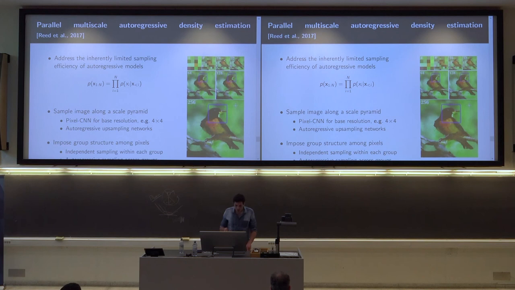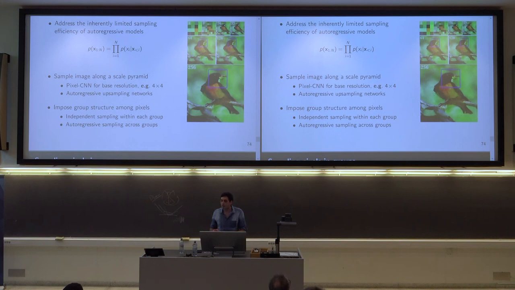Also, these groupings are built in a smart way. It's taking the structure of the image into account, basically. Pixels that are very close to each other are very correlated, so you really want to model the relations between them very well, whereas if they're further apart, you don't need to spend that much computation modeling the correlations.